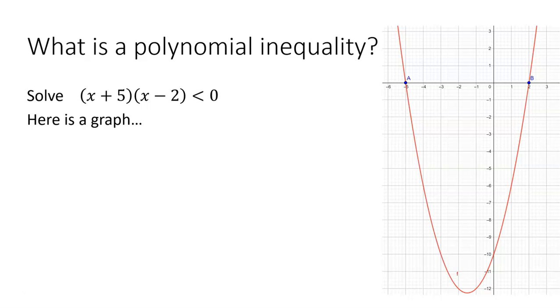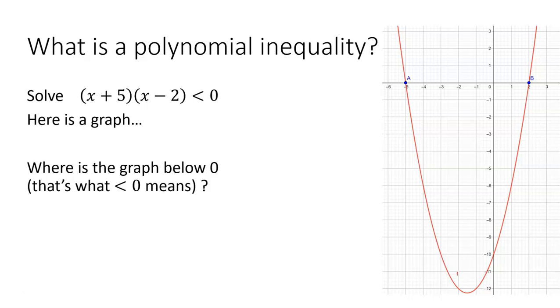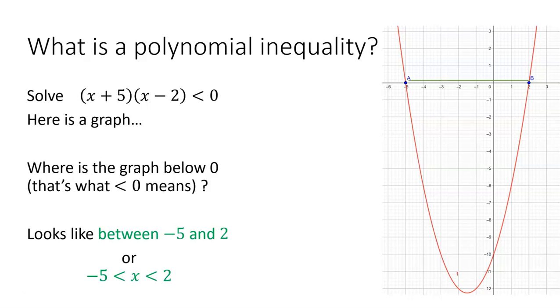Well, if we graph y equals x plus 5 times x minus 2, you notice that some of the graph is above 0 and some of the graph is below 0. And of course, it's at 0 twice. So where the graph is below 0, well, that's less than 0. Where does that seem to happen? Looks like it happens between negative 5 and 2. When x is between negative 5 and 2, this graph is below 0. When it's not between negative 5 and 2, it isn't below 0. So that would be the solution to this polynomial inequality.